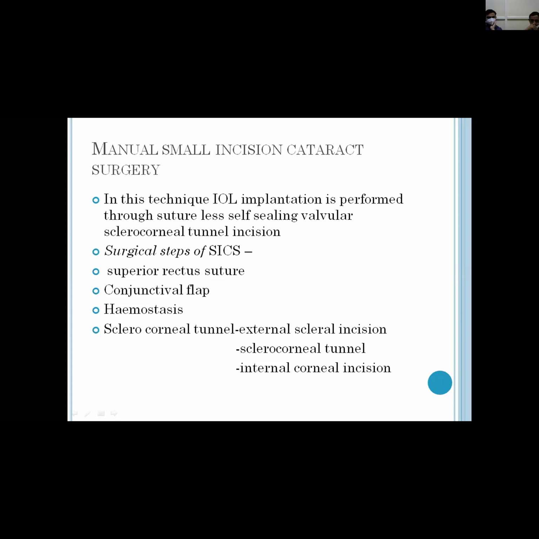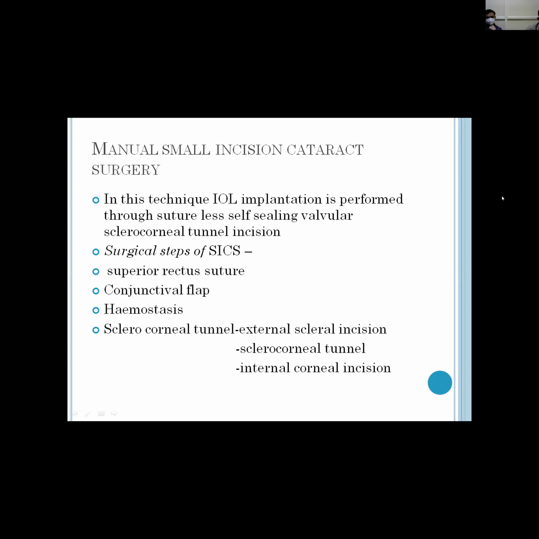External scleral incision. One-third to half thickness external scleral groove is made about 1.5 to 2 mm behind the limbus. It may be straight or frown shaped. Sclerocorneal tunnel is made with the help of crescent knife. It usually extends from 1 to 1.5 mm into the clear cornea. Internal corneal incision is made with the help of sharp 3.2 mm angle keratome.